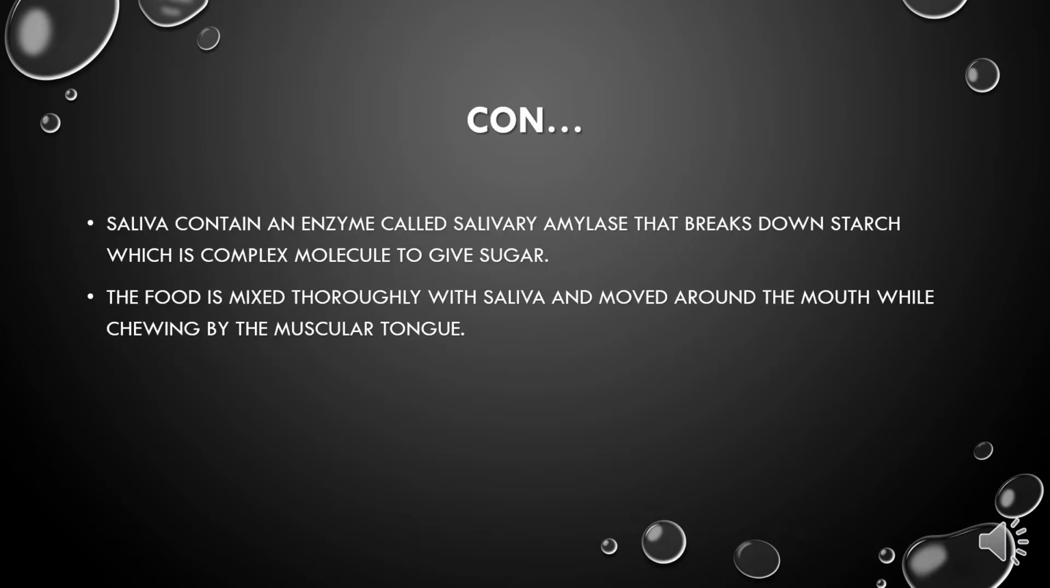Saliva contains an enzyme called salivary amylase. It is very important. Why? Because it breaks down starch, which is a complex molecule, to give sugar. The food is mixed thoroughly with saliva and moved around the mouth while chewing by the muscular tongue.